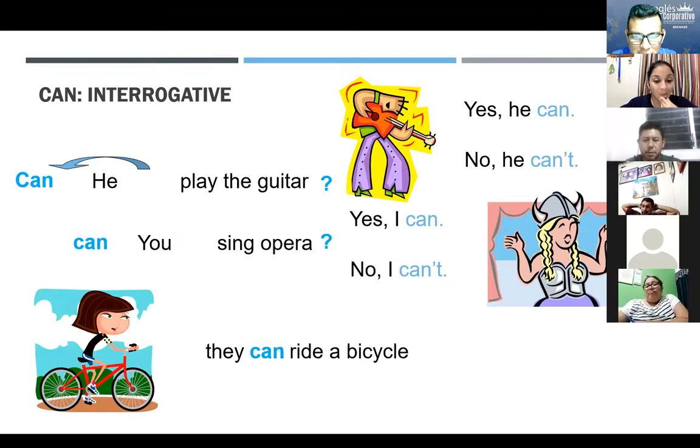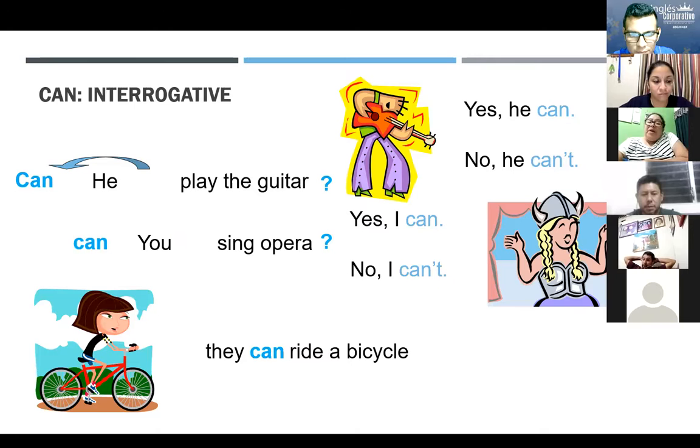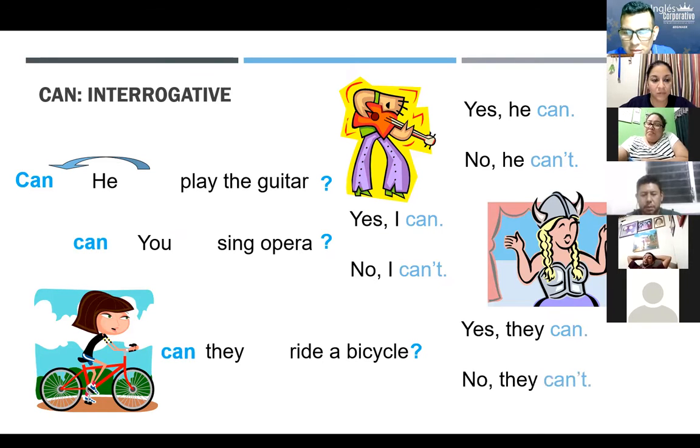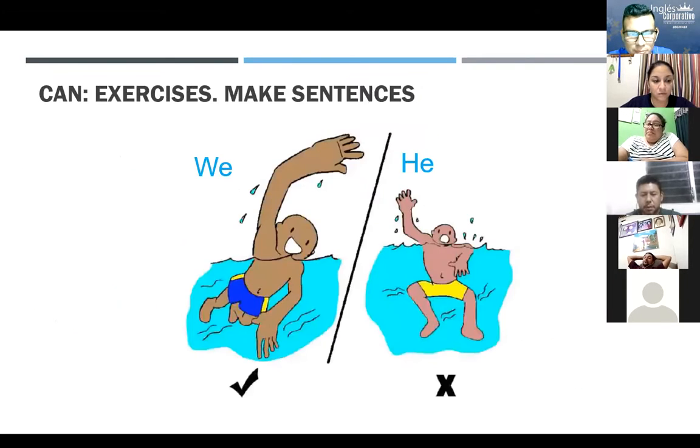Tenemos, they can ride a bicycle. Miss Jenny Marisol, ¿nos ayuda? Can they ride a bike? Excellent. A bicycle? Can they ride a bicycle? Muy bien, excelente, Miss. Yes, they can. No, they can't. Ok, vamos a hacer oraciones. Tenemos los sujetos y tenemos la acción.